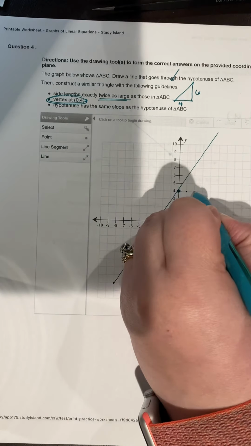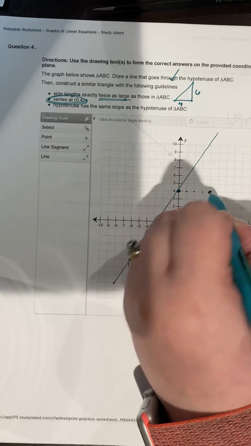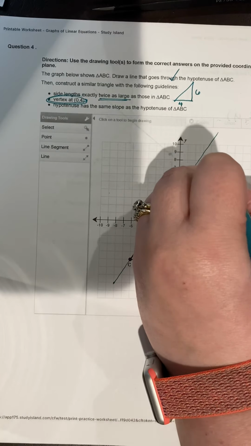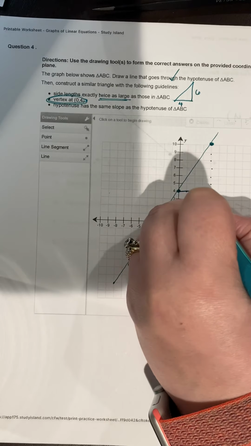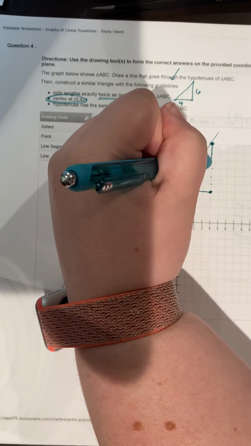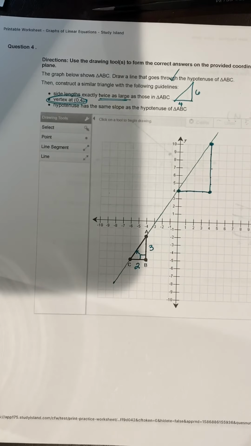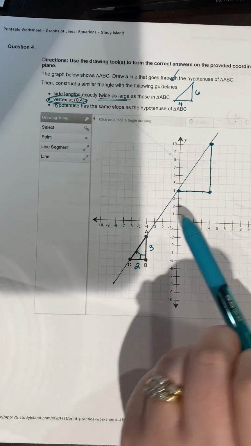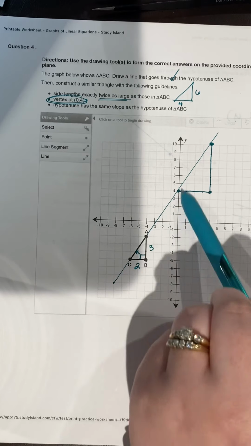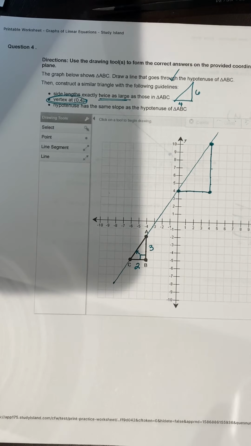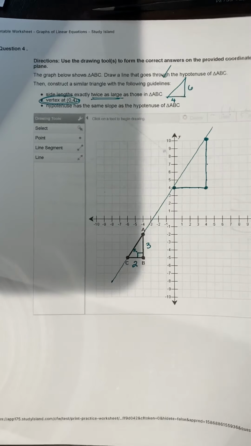So 1, 2, 3, 4. 1, 2, 3, 4, 5, 6. And there's your new triangle. We could have also gone down and over. So you could have had a triangle down here as well. But either one of those answers would be correct. So there's your new triangle.